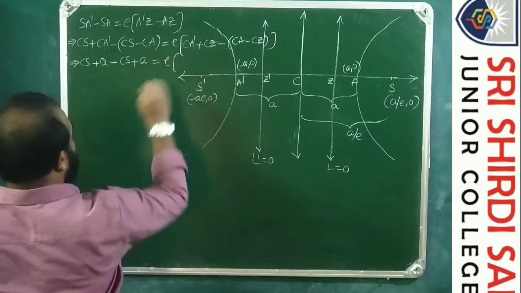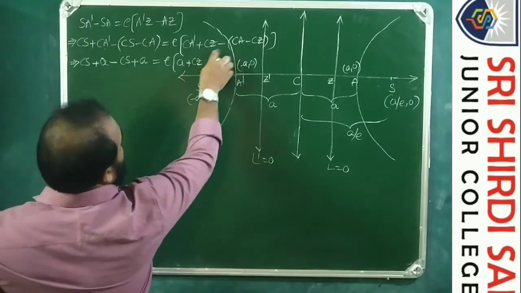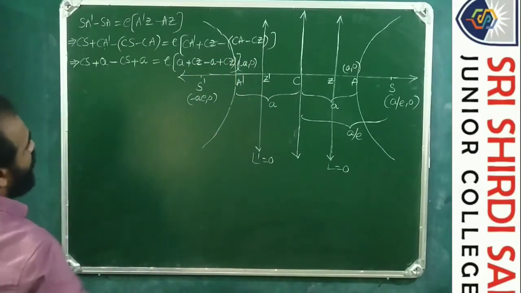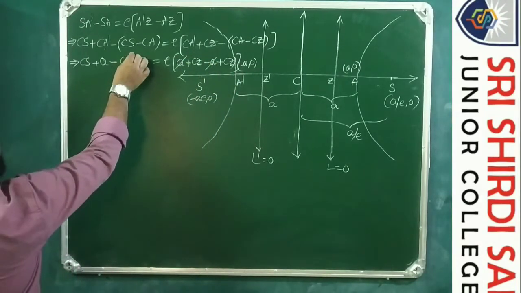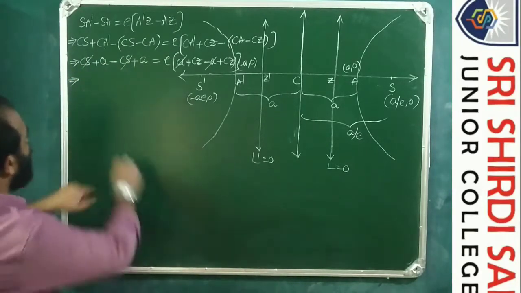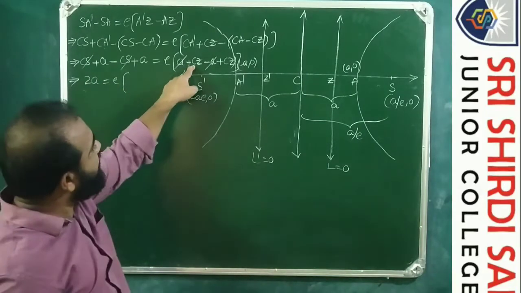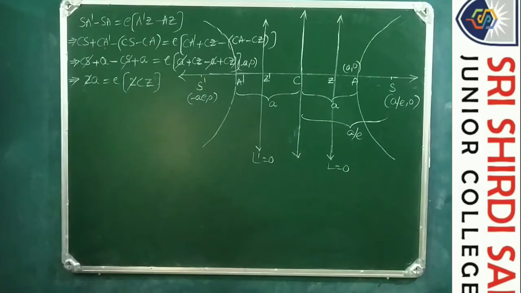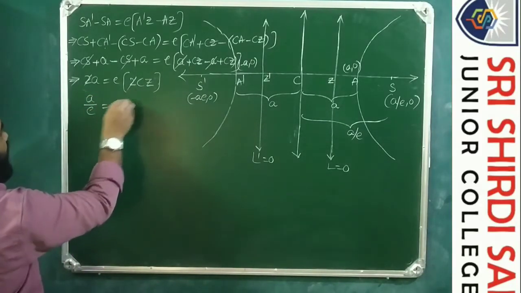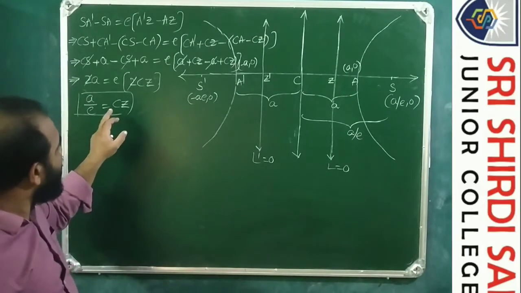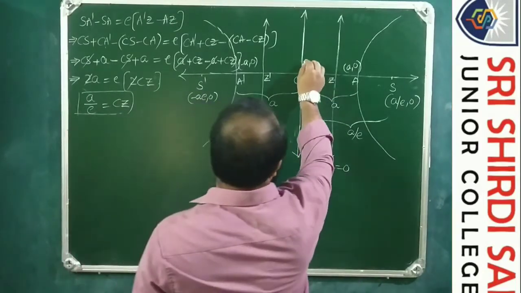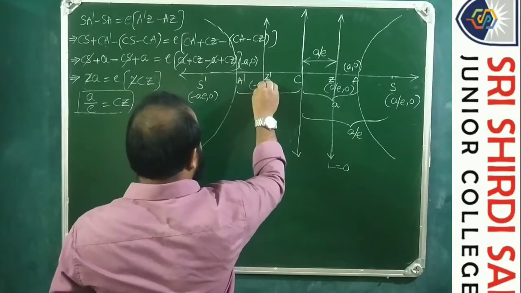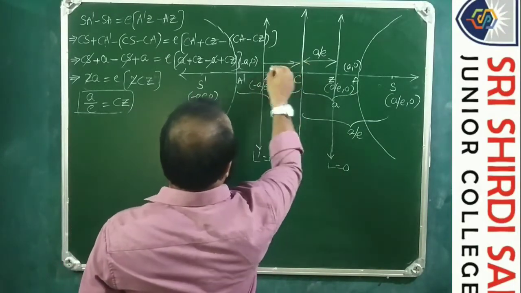This is equal to E into CA dash is A plus CZ minus CA is A, minus into minus is plus CZ. So this minus A, this plus A gets cancelled. Here CS gets cancelled. So A plus A, 2A is equal to E into CZ plus CZ is 2CZ. So 2 gets cancelled. So therefore A by E is equal to CZ. So the distance between the center to the directrix is A by E. So this is A by E comma 0 and this is minus A by E comma 0. So this distance is also A by E.